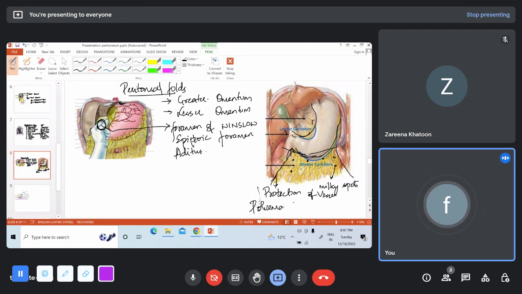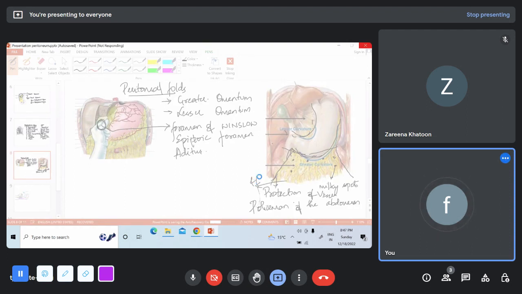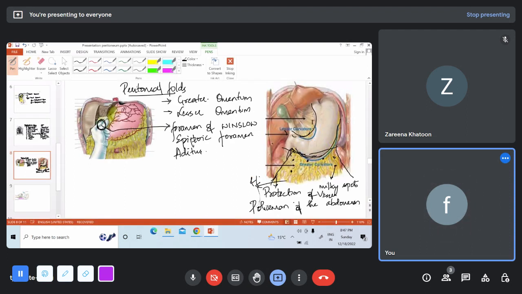Which structure is called the policeman of the abdomen? It is the greater omentum, and this greater omentum has four parts, okay. Greater omentum has four parts, but those parts are not very important from an examination point of view.